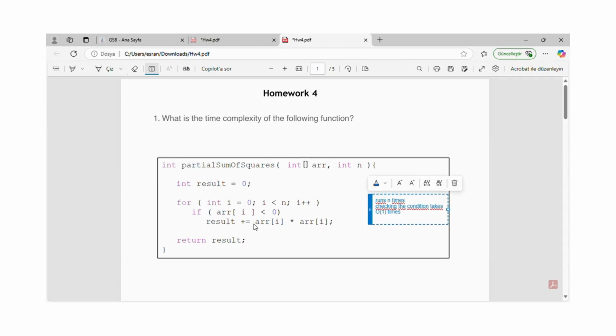And since the loop runs n times, and checking the condition takes O(1) times, let's multiply them and find the result. O(n) times O(1) equals O(n), and here is the result, O(n). Let's continue with the other problem.